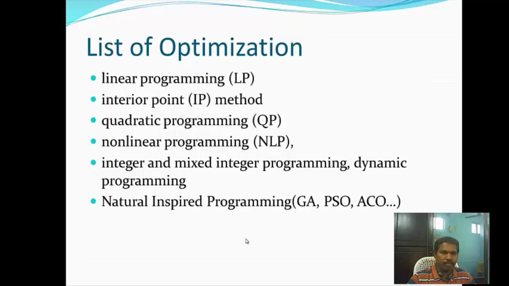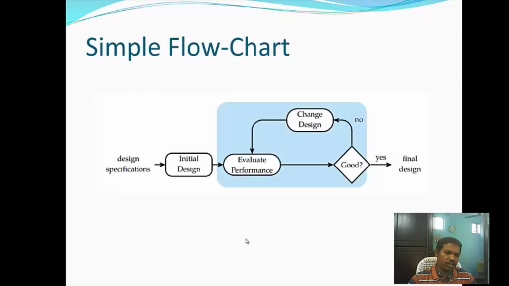Okay, let's move on to the simple flowchart. What we have implemented in this optimization process, I have already explained. Optimization is an iterative process, so in each and every iteration, what happens is that here we have the initial design value.